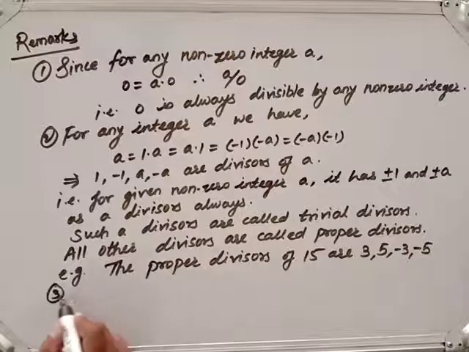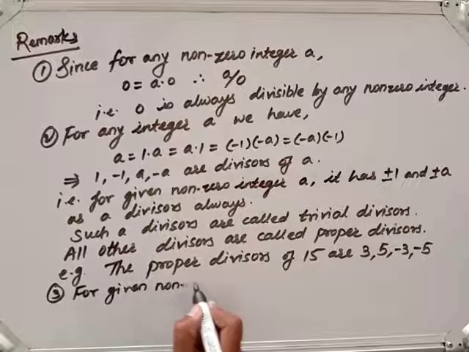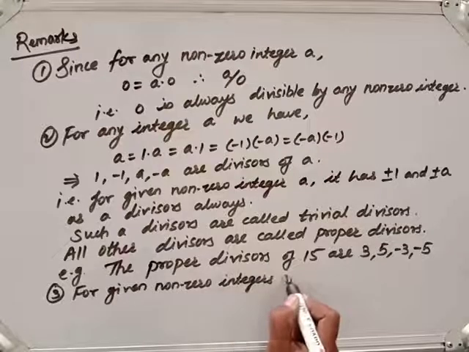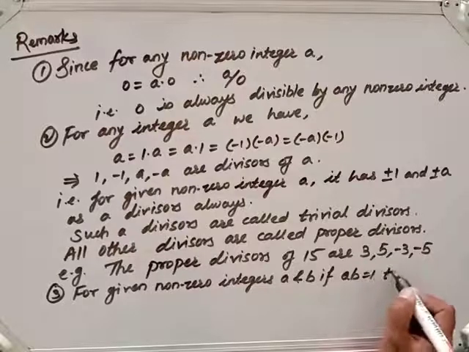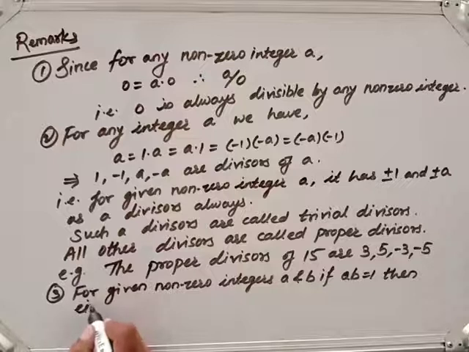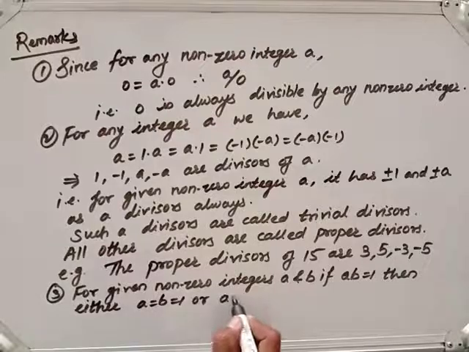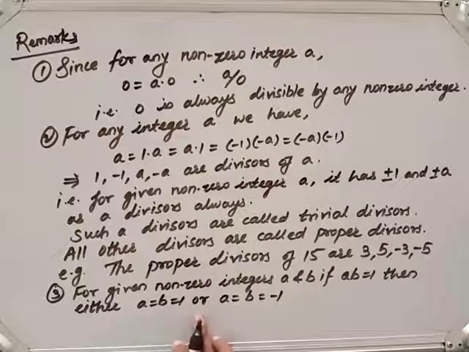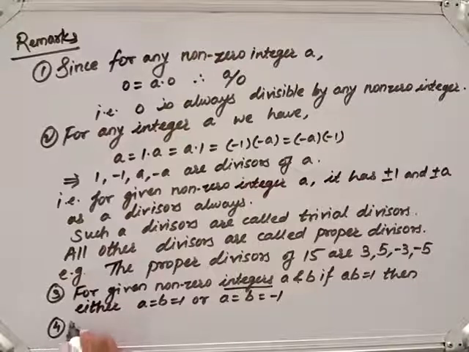The next remark is that for given non-zero integers a and b, if a into b is equal to 1, then either a equals b equals 1, or a equals b equals minus 1. This holds when they are integers.